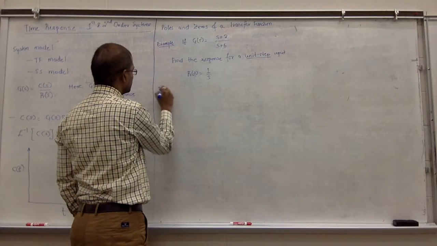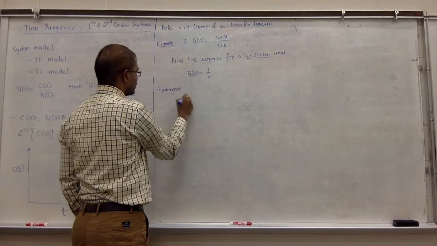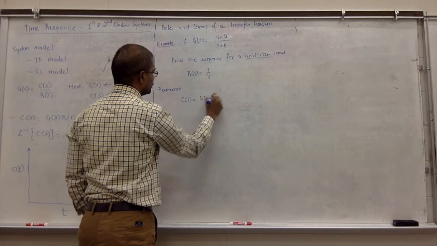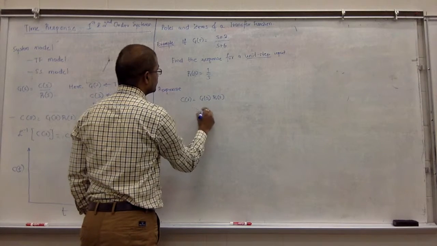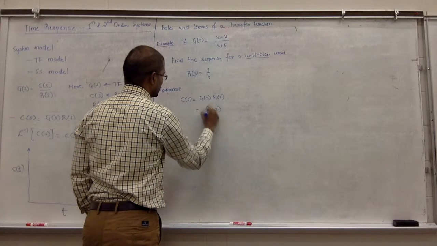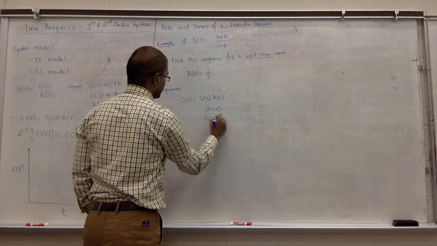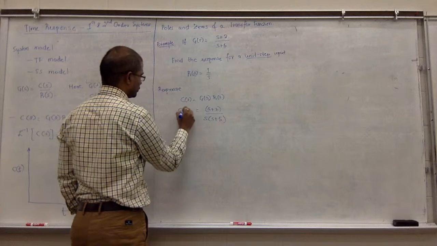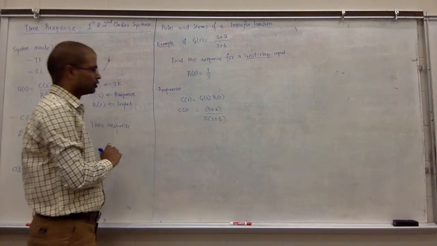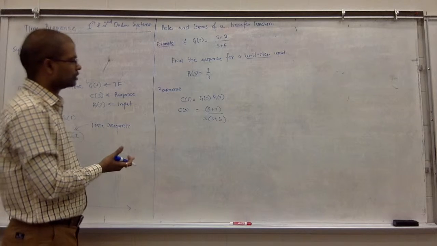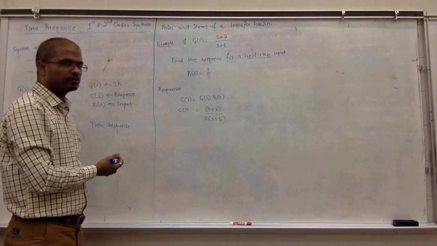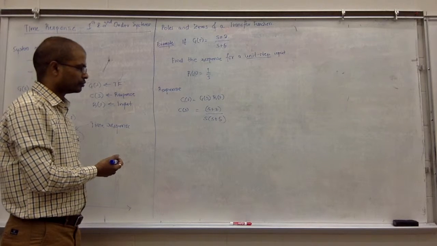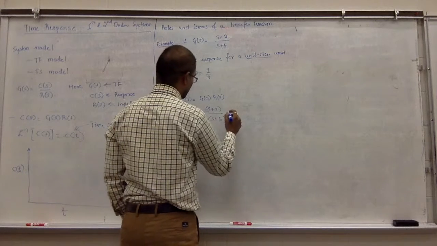Response C of S is simply equal to G of S into R of S, okay, which is equal to S plus 2 divided by S into S plus 5. Fairly simple. Right? Now, what would be the time response of this system? The inverse Laplace of that whole thing. Right. So time response would simply look something like this.